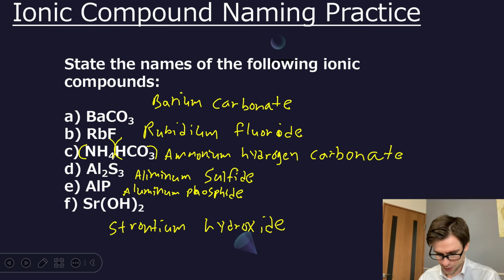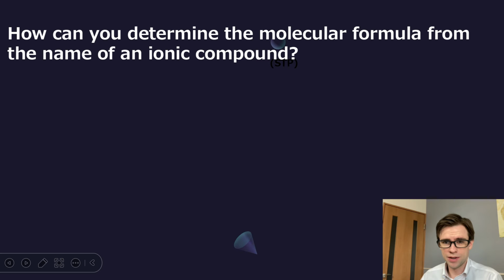Okay, what's next? So, in the previous practice, what we did is looked at a chemical formula and named it. But you also need to be able to look at a name and generate the chemical formula, and that's quite a bit more difficult. You need to know some chemistry knowledge to be able to do this, because the names don't actually give so much direct information.